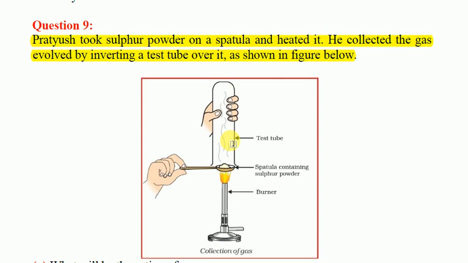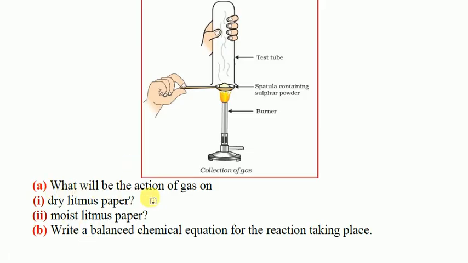Okay, now we are going to check the nature of this gas and the action of the gas with dry litmus paper and moist litmus paper, and write the balanced chemical equation for the reaction that takes place. You know very well, students, that sulfur dioxide gas in dry condition cannot act as an acid or base.